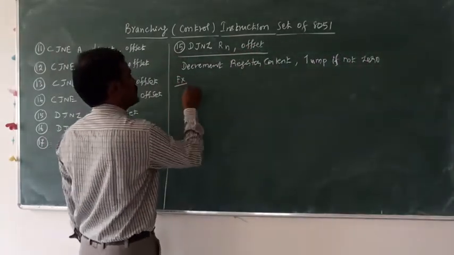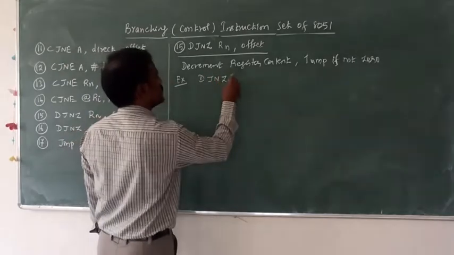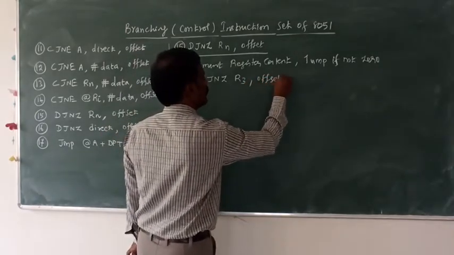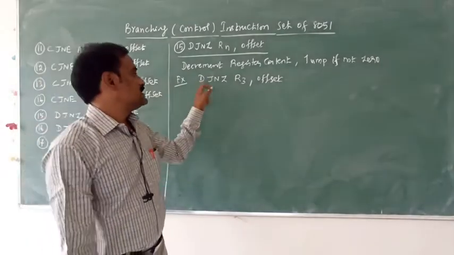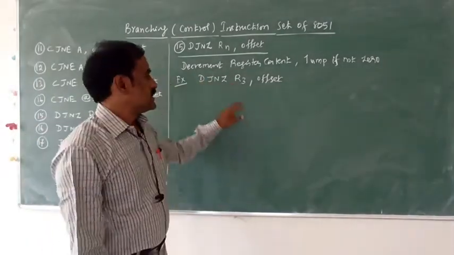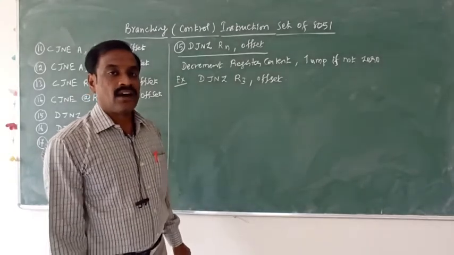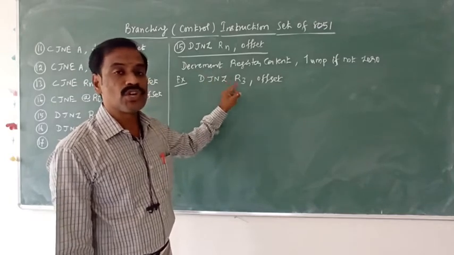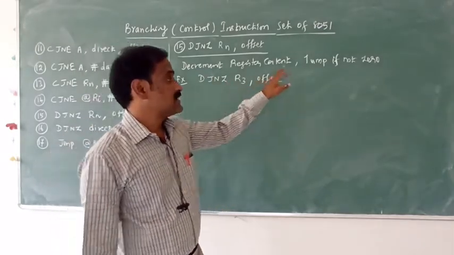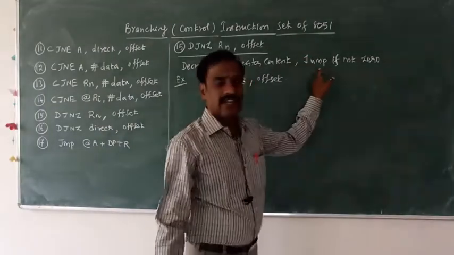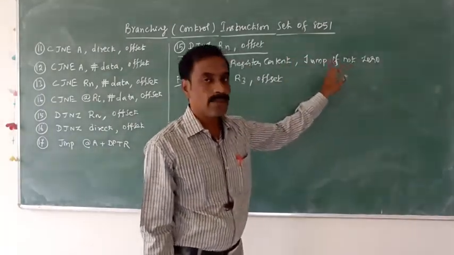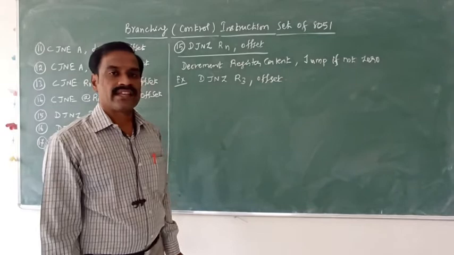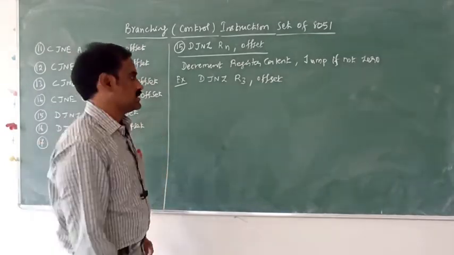Example, DJNZ R3, offset. Here DJNZ means decrement the given register content. After that it will check whether this register is 0 or not. If not 0, that is, if the register content is not 0, jump to the given memory address location.